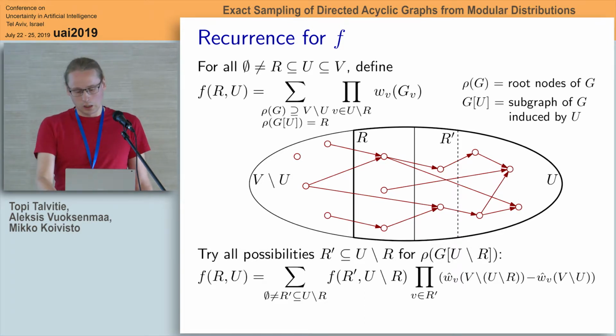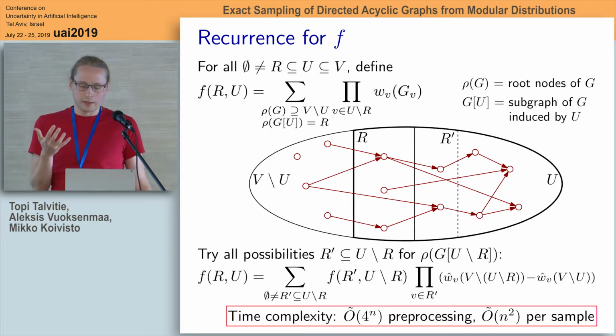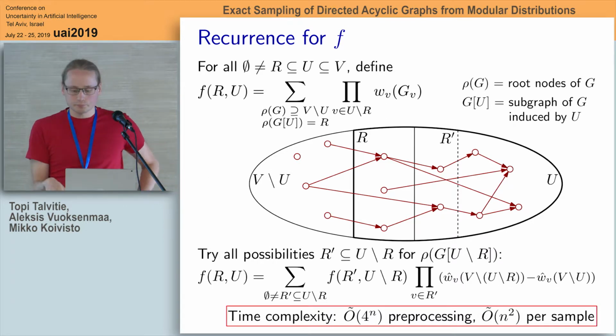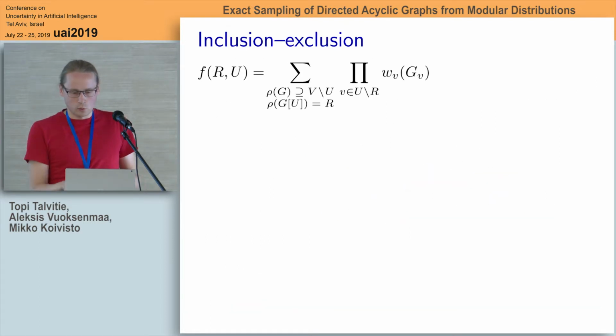And this now gives us a recurrence to compute all the F values. If you do this, you get 4 to the n time preprocessing. But actually in 4 to the n time, you can preprocess things such that after that you can sample these DAGs in n squared time per sample. So we actually get polynomial time sampling. But this 4 to the n is quite big, so we actually have one idea to improve this.